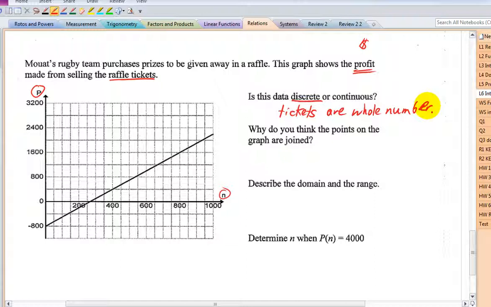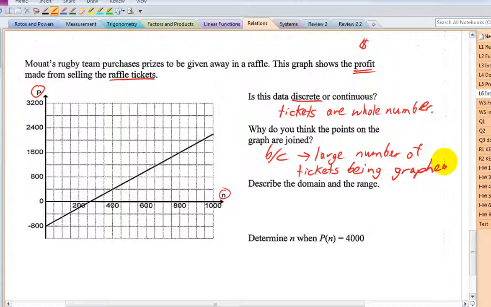Look at your numbers. Are you graphing 10 tickets? Or you're graphing 1,000 tickets. So they're joined because there's a large number of tickets being graphed. Okay. Good. So describe the domain and the range.